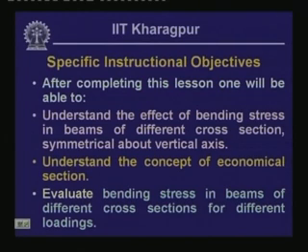Now, we will be looking into some more aspects of the bending stresses if they act on a section which is symmetrical with respect to the vertical axis, but could be unsymmetrical with respect to the horizontal x axis or z axis, which we have defined. Once this particular lesson is completed, one should be able to understand the effect of bending stress in beams of different cross sections which are symmetrical about the vertical axis, but could be unsymmetrical with respect to the horizontal axis.